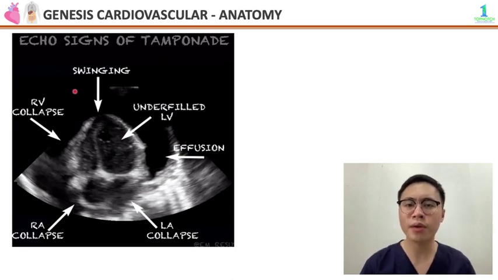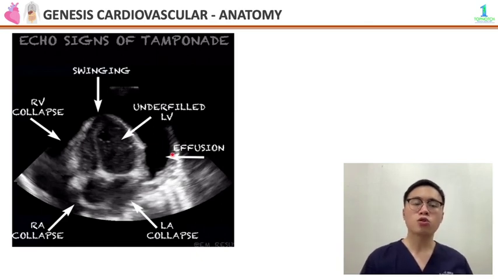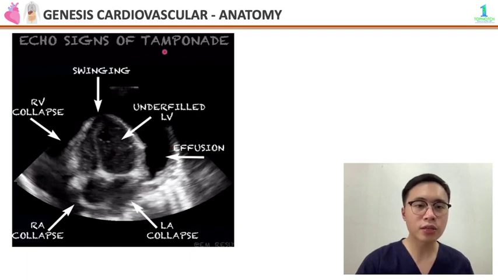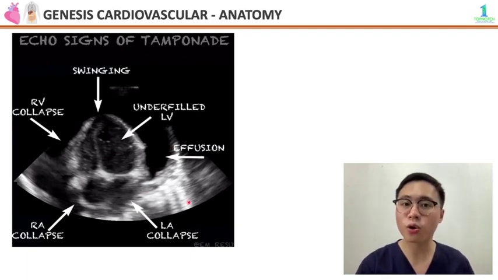Anechoic, meaning the sound does not travel through that area. So this is actually fluid or effusion, specifically pericardial effusion. Okay? So how can you say that this is pericardial tamponade? Echo signs of tamponade. What are the things that you're going to look for?